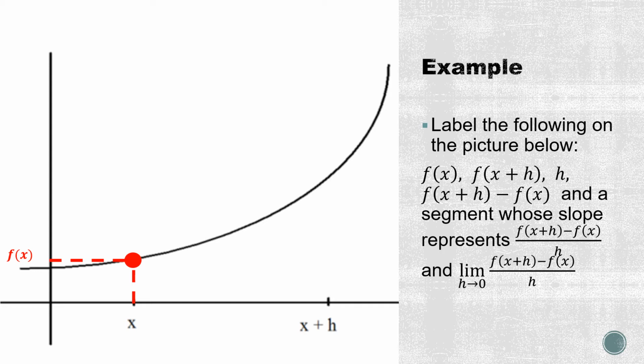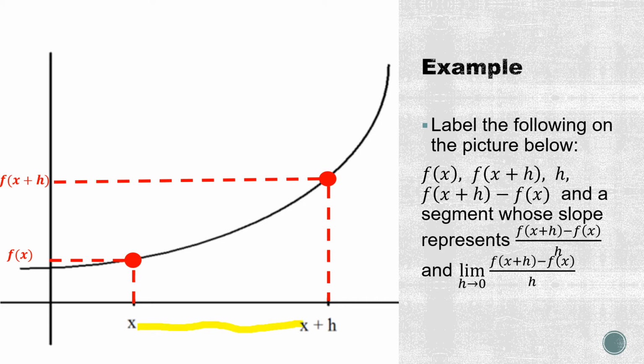Now, if I wanted to label f of x plus h, I'm going to do the same thing. I'm going to go to x plus h, draw a line up to where it crosses my graph, and then draw a line over and label that f of x plus h. Now, h itself, that's the next thing they're asking for. h is just the distance between x and x plus h. That distance, what we're adding on, is just h. So that distance right there is h.